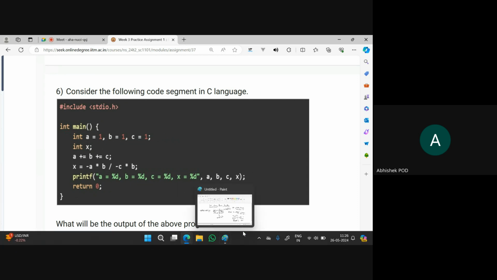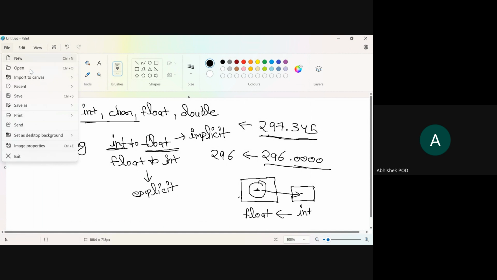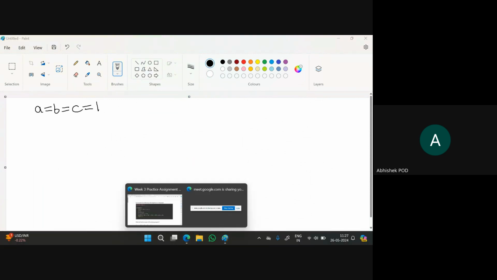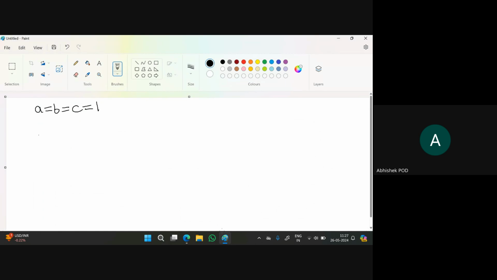Let us try to break down this program, or these arithmetic operations that we are seeing here, into lower level steps. Firstly, there are three variables A, B, C whose values are 1. And then it is saying that you want to perform A plus equals B plus equals C. So it is saying A plus equals B plus equals C.